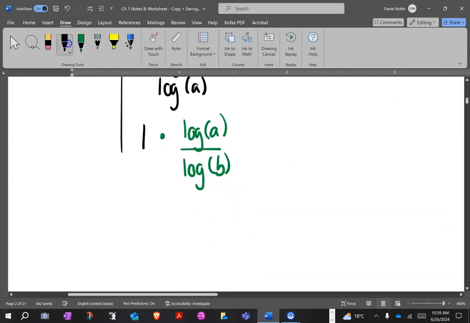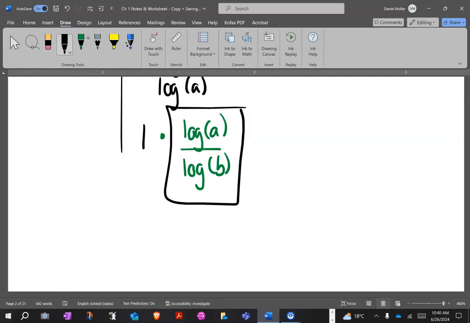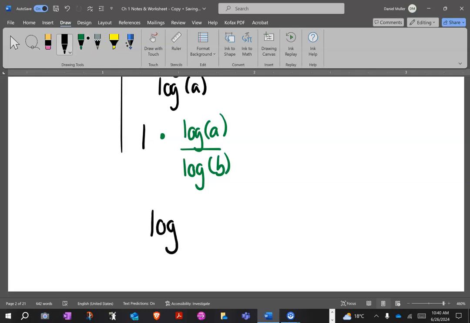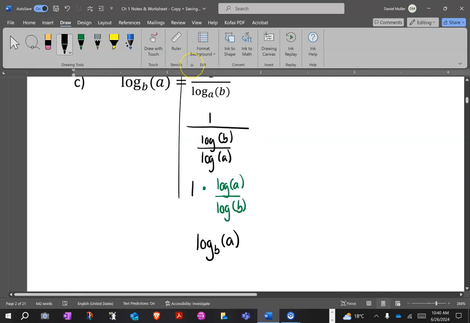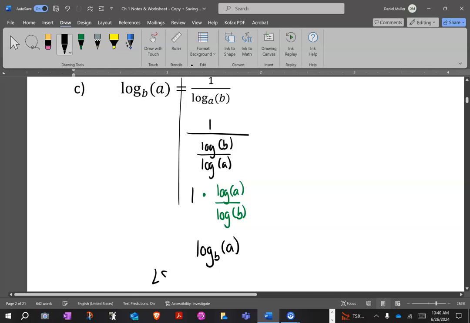Now I don't need times by 1. 1 is not necessary there, but I can do the opposite of change of base where I can put them back together. So I can turn this back to a single logarithm. Log and b is my denominator, so that becomes my base, and a is my numerator, so that stays like that. And now I believe that to be the same. Yeah, my left side equals my right side.